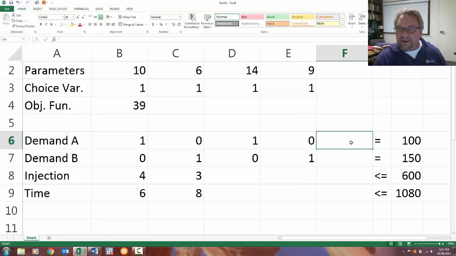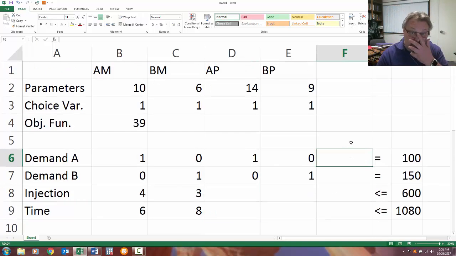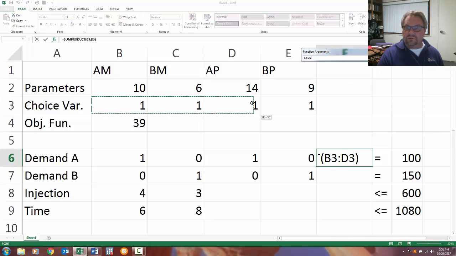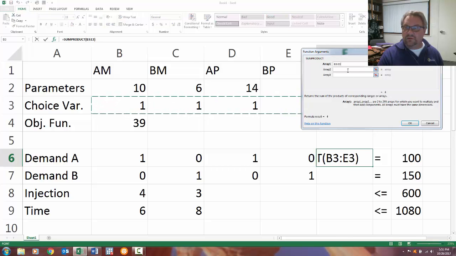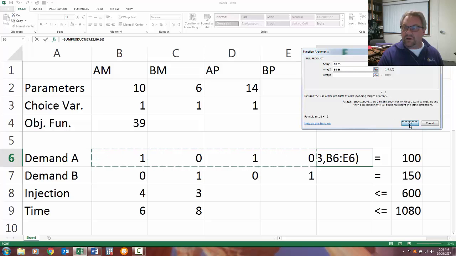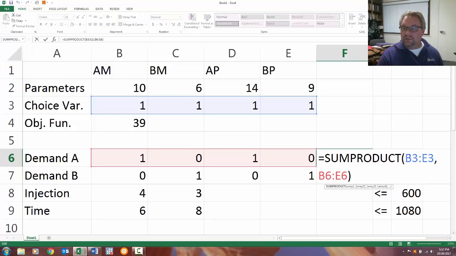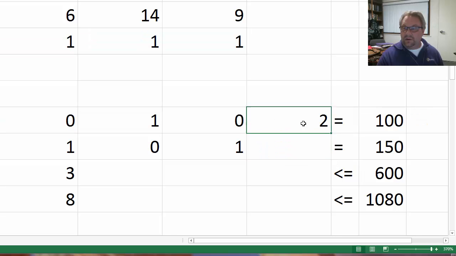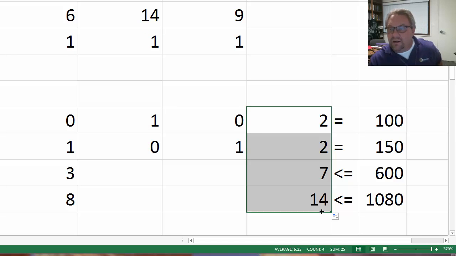Okay, so now I need my constraints based on how many units I either purchase or manufacture. So another sumproduct function, choice variables, parameters of the constraints, hit OK, anchor the choice variables, and copy down. All right.